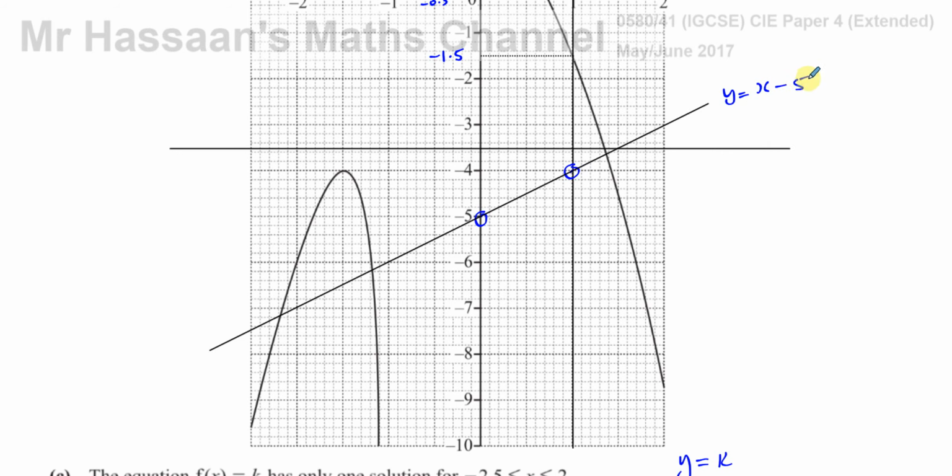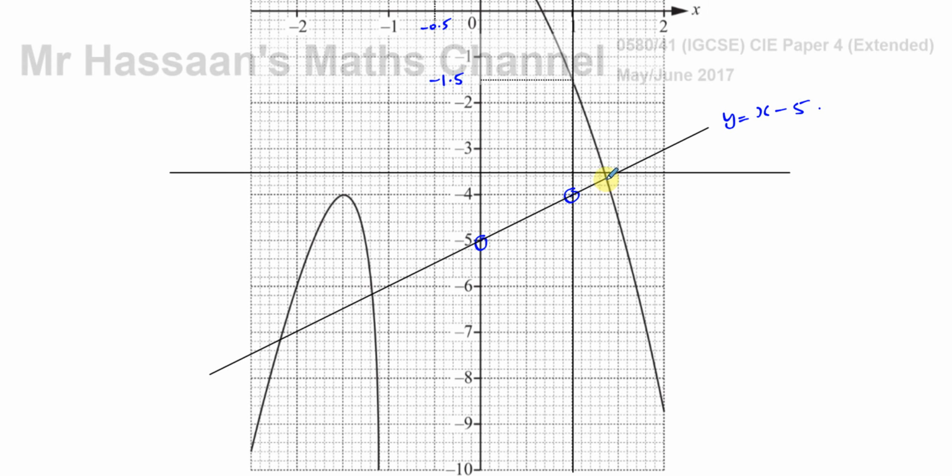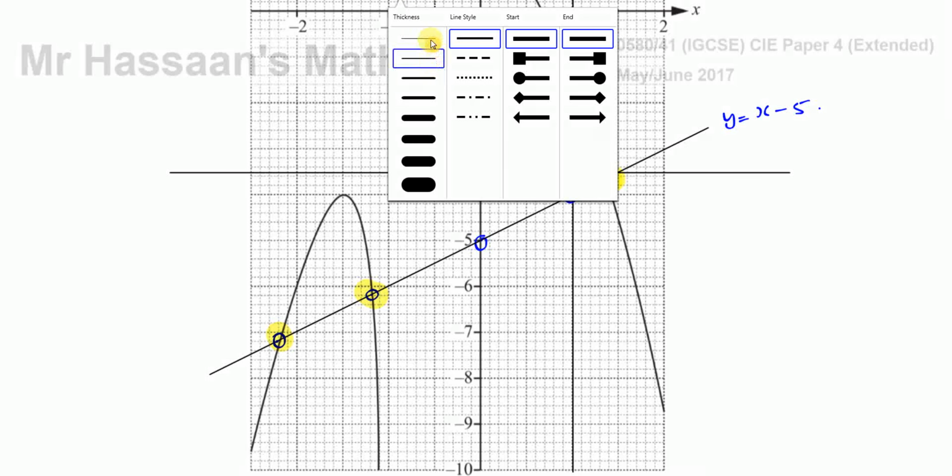So the places that we're interested in are the places of intersection between this line and the curve. So we're interested in this point over here, and this point over here, and this point over here. I'll just highlight them so it becomes clearer. These are the 3 points that we're interested in, where the line that we've just drawn hits this curve. So I need to find the x values of those points, and those will be the solutions to that equation.